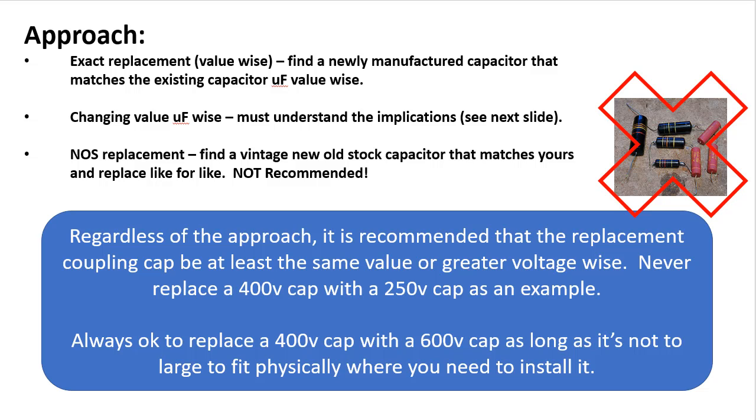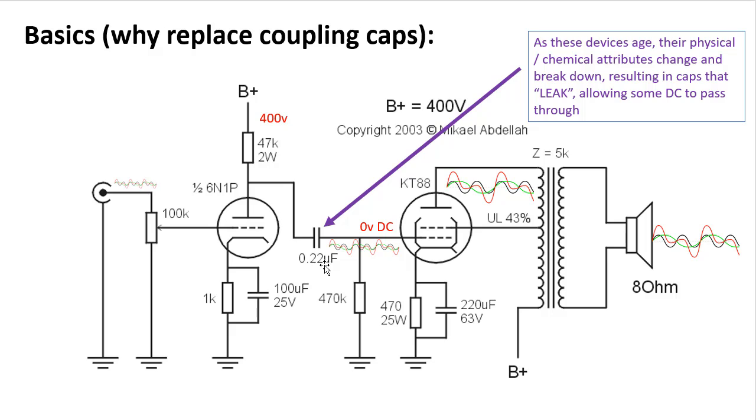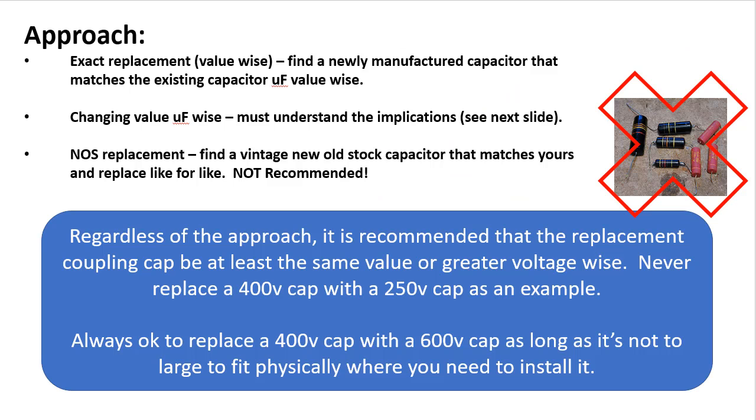First approach would be to find an exact replacement value-wise. So in that previous schematic, if you'll remember, that was a 0.22 microfarad capacitor at 600 volts. We should go in and replace that with a 0.22 microfarad capacitor at 600 volts, okay? Find a newly manufactured capacitor that matches the existing capacitor microfarad-wise. You can do that.